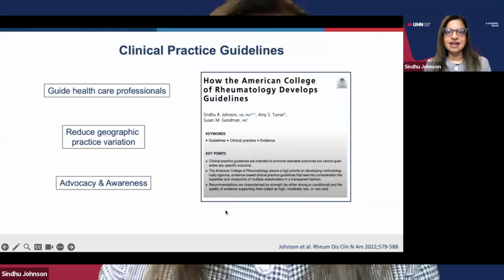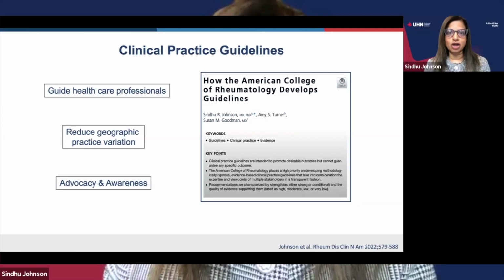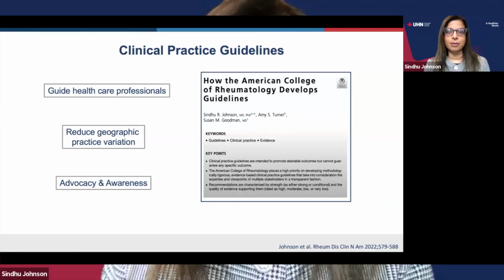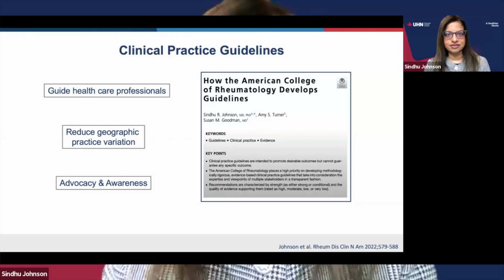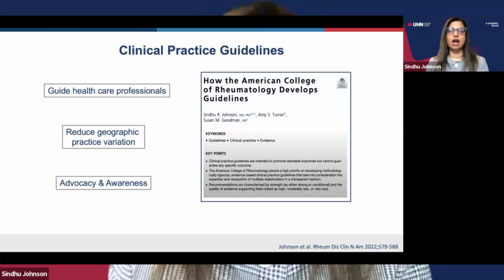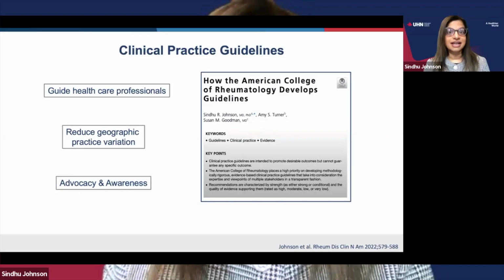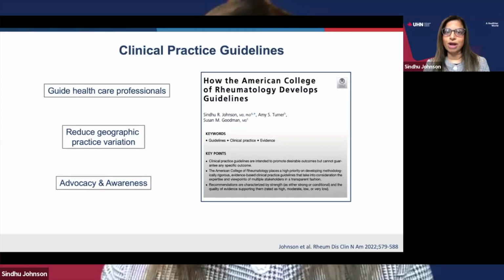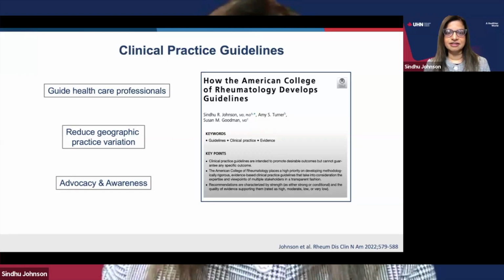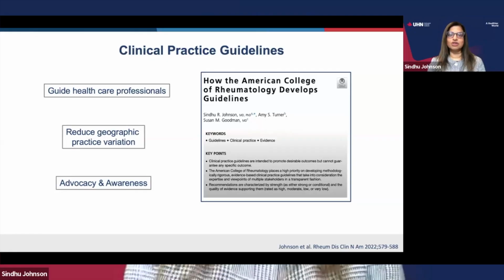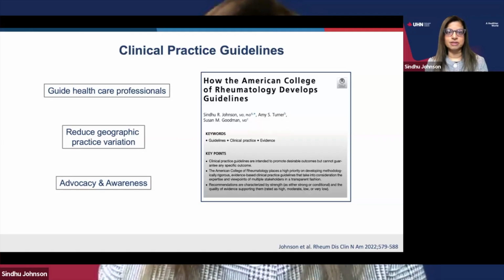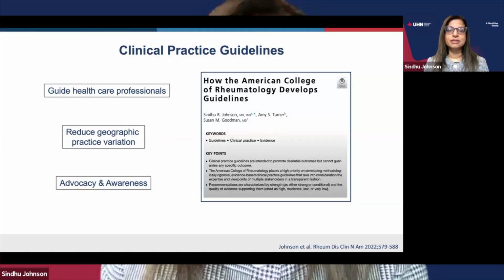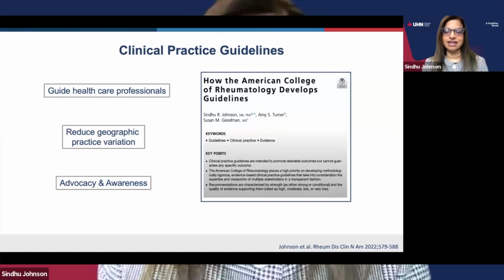Clinical practice guidelines. These are considered among the most important documents that the American College of Rheumatology and American College of Chest Physicians produce for its membership. It has a number of objectives, but its primary objective is to guide healthcare professionals. Its secondary objectives are to reduce geographic practice variation. A patient's treatment options should not depend on where they live. Finally, clinical practice guidelines can be used as advocacy documents and awareness documents. If a payer does not cover a specific test or a specific treatment, groups can use clinical practice guidelines to help advocate for their coverage.